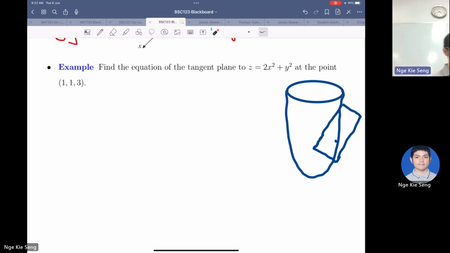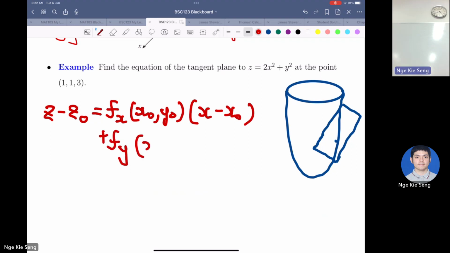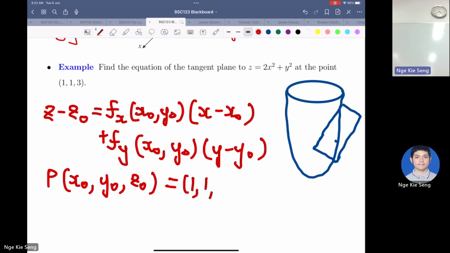Let's find the equation of this plane. So what's the formula again? Can anyone recall the formula? z minus z naught equals fx(x naught, y naught) multiplied by (x minus x naught) plus fy(x naught, y naught) times (y minus y naught). So what are your x naught, y naught, z naught in this case? (1, 1, 3). You want to find the tangent plane at (1, 1, 3). So how do you differentiate f with respect to x?